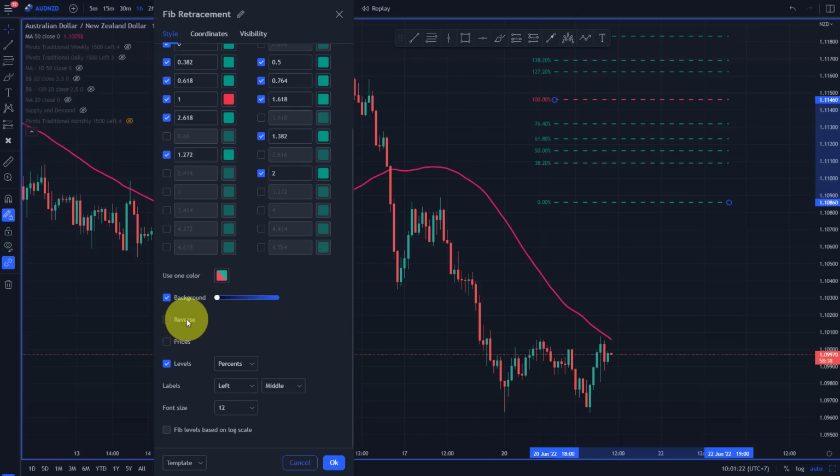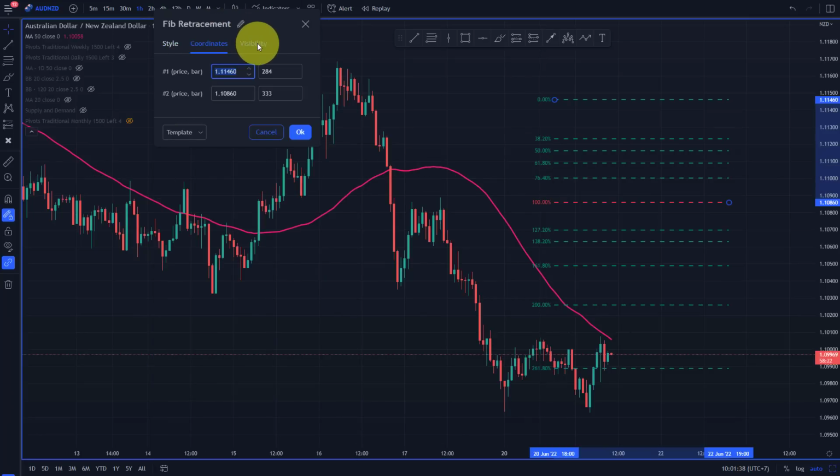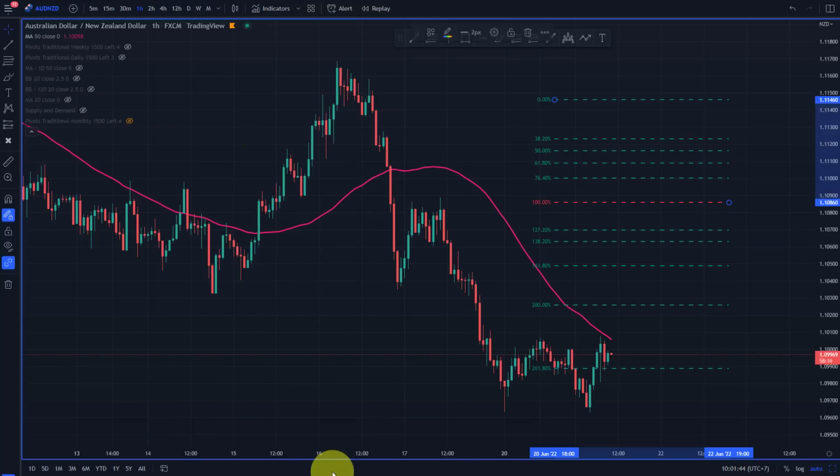For me personally, I have just gotten used to drawing the Fibonaccis that way over the years. Of course, there's no difference whether you draw it reverse or not, because they are percentage based. So get over it, there's no problem here. Levels, percentage, that's all default, I think. Coordinates, doesn't matter. Visibility, doesn't matter as well. So you can screenshot this and then set it up on your charts.